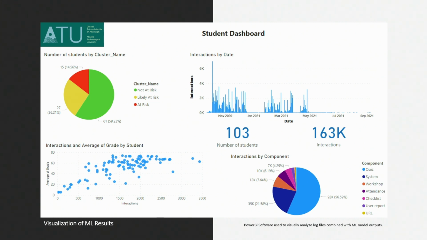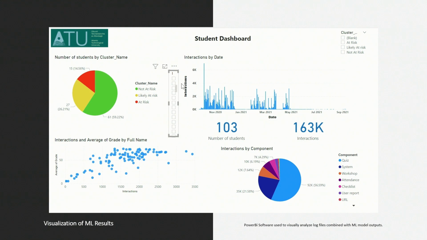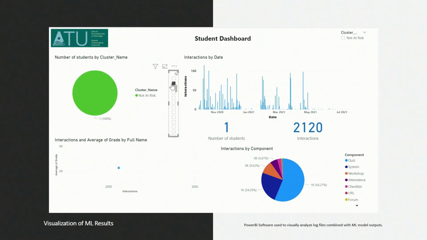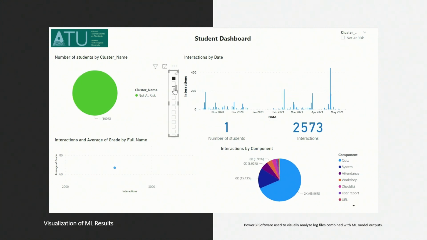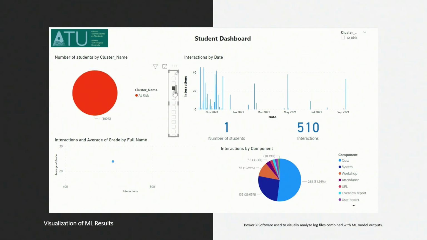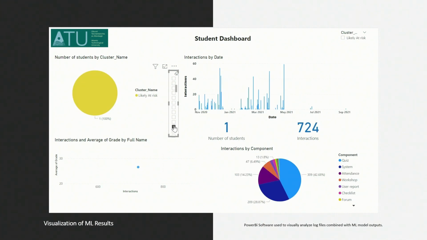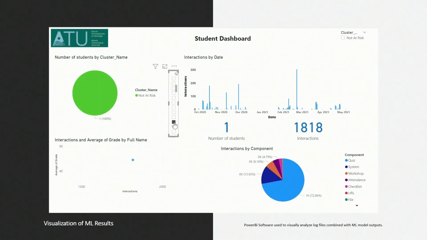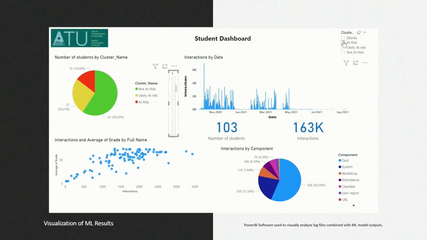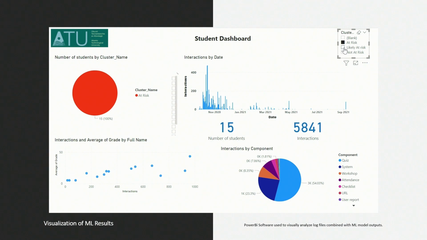And then we are able to see at a glance all of the interactions by date. We're able to see the interactions and the average grade for each student, and we're also able to see the various components that the student interacts with. This video here shows that we can also drill down to a single student. So we're not just looking at the interactions as a whole, we are also able to see how each student is interacting and where they stopped interacting, and this helps us to derive insights as to why a student might have stopped interacting with Moodle at any point in time.